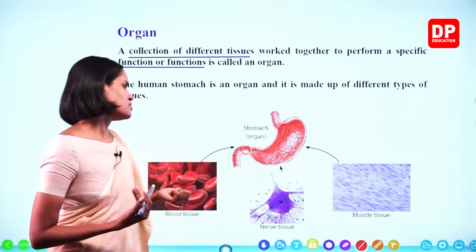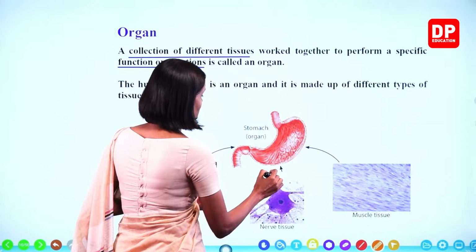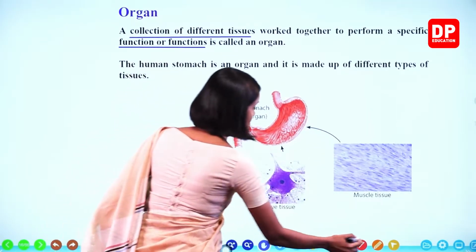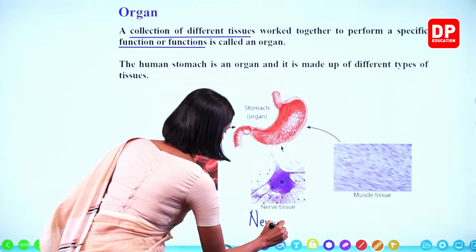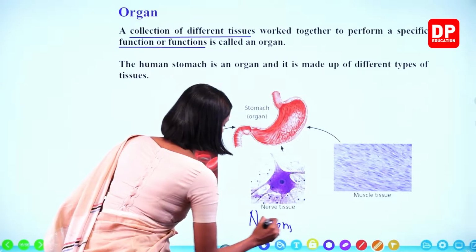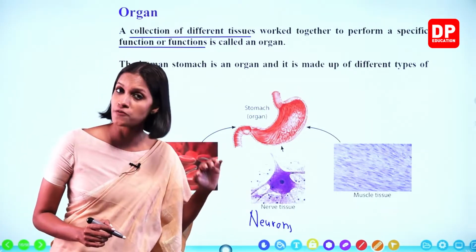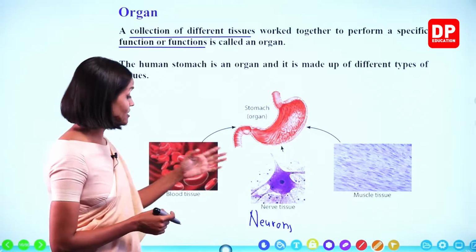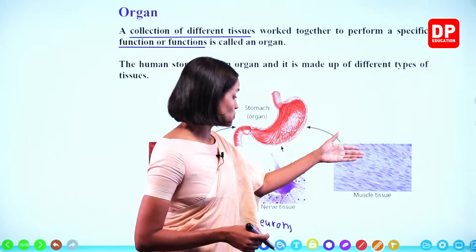Another name is also given to these nerve cells. In the upper grades you will learn this name. These are known as neurons. Neurons means nerve cells, the special type of cells present in the nervous system, in the nerve tissue, right, children? And the third type is muscle tissue.